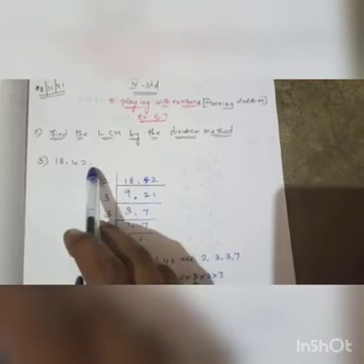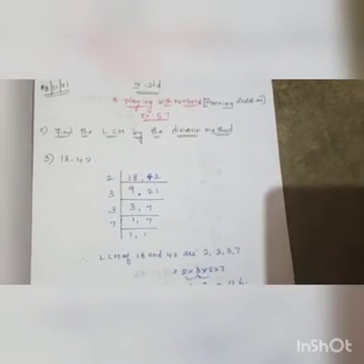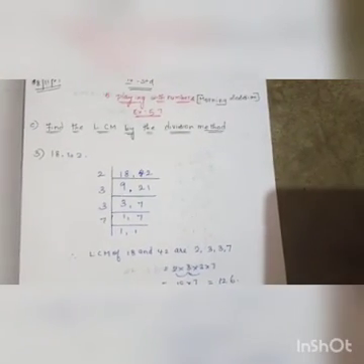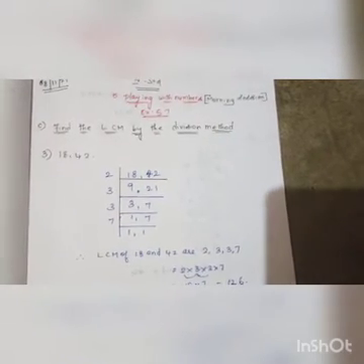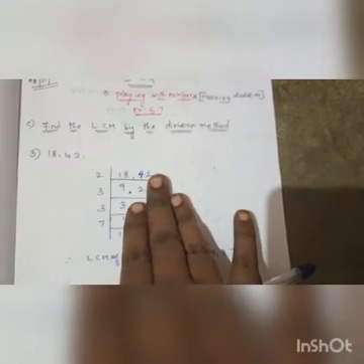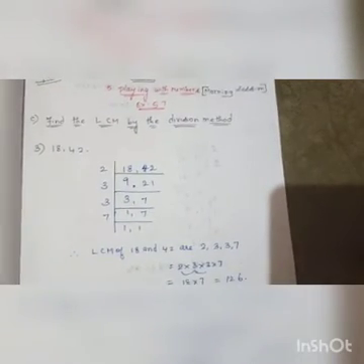Okay, third sum, 18 and 42. When two numbers are given, with prime factorization you find the prime factorization separately and then find the LCM. But in the division method, both numbers are taken in one line. If three or more numbers are given, every number is taken in one line.